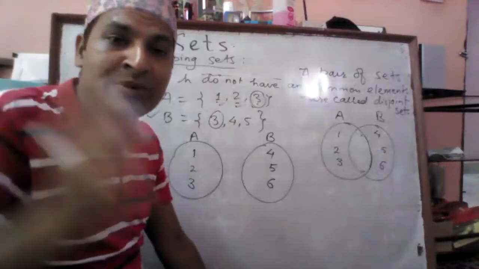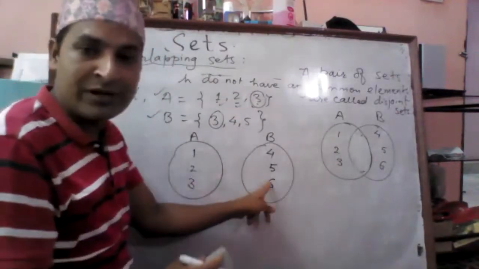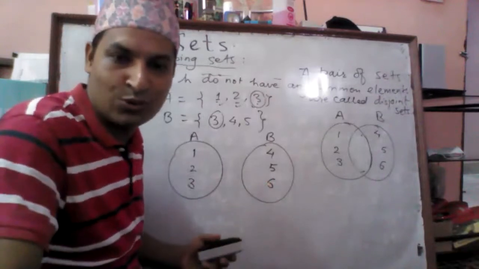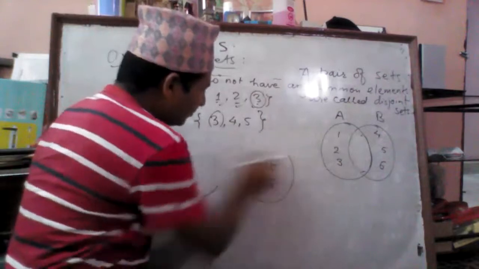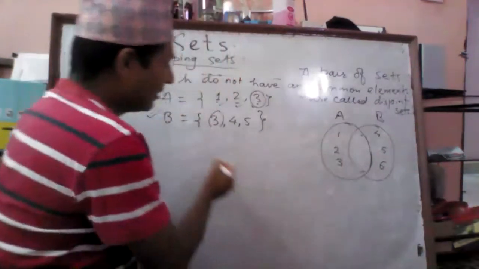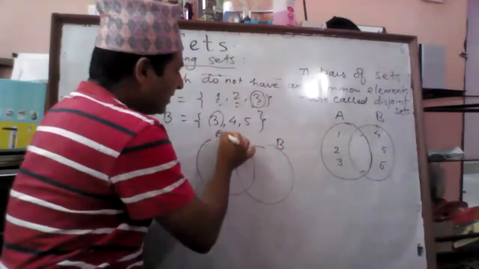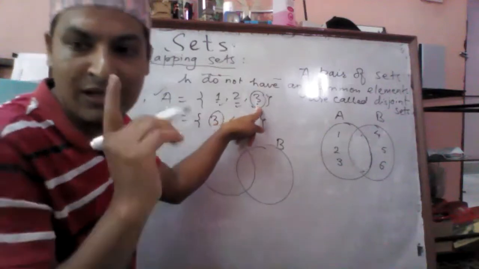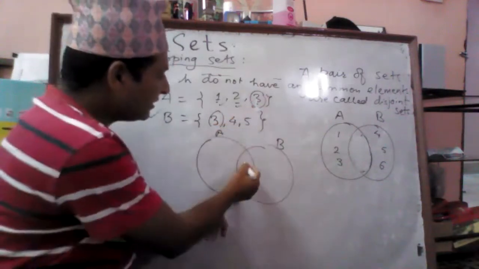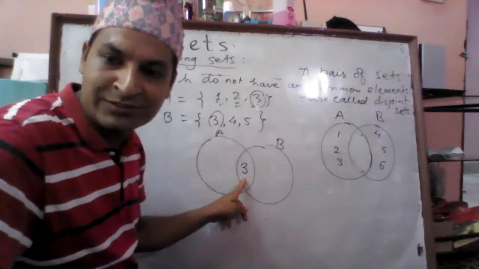So what may be the representation? Should we draw them separately? No, no. We have to draw like this. And how to write the elements? Since there is one element in common, that element is written in this common part. Do you understand it or not?